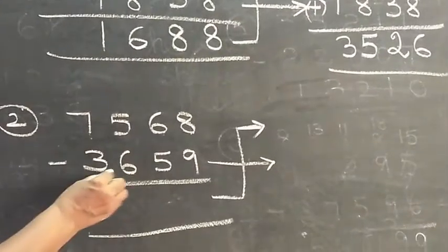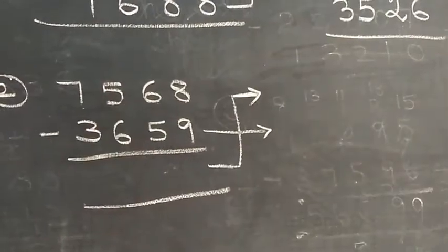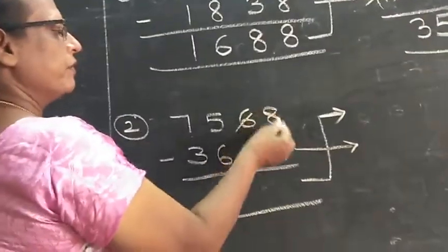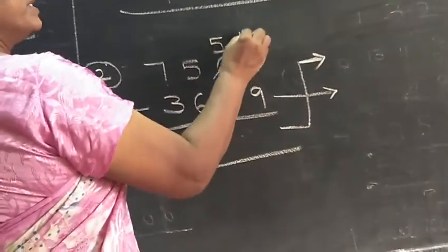7,568 minus 3,659. See, again it is a smaller number. So what you have to do? You have to borrow from 6, the previous number. 6 will become 5 and this 8 will become 18.